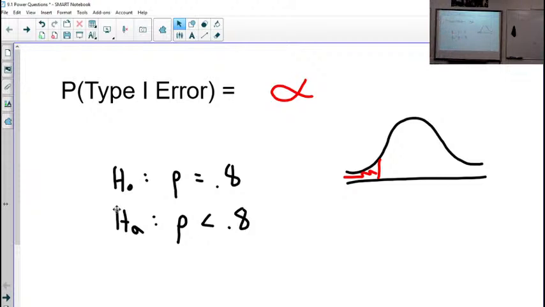That's what we've said. Anyway, so that's our probability of type 1 error, alpha. And so you might see the probability of a type 2 error called beta. So type 1 is alpha, type 2 is beta.